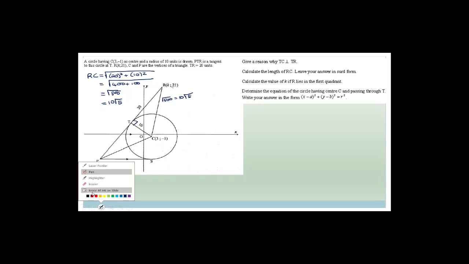no, let's put it a different way. RC is equal to the square root of x2 minus x1 squared plus y2 minus y1 squared. And it doesn't matter which way you write this. So do you agree that's the square root of, and this is square root 500, right? X2, doesn't matter, let's call this 2. So it's k minus 3 squared plus y2, which is minus 1 minus 21, all squared.